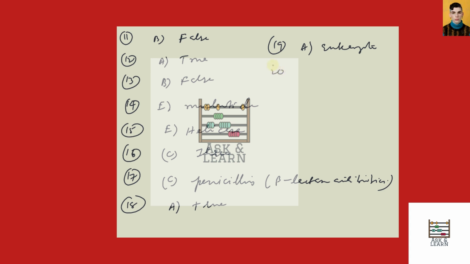Another question is: bind to and inhibit DNA gyrase. The correct option is E, which is fluoroquinolone, which also includes ciprofloxacin.